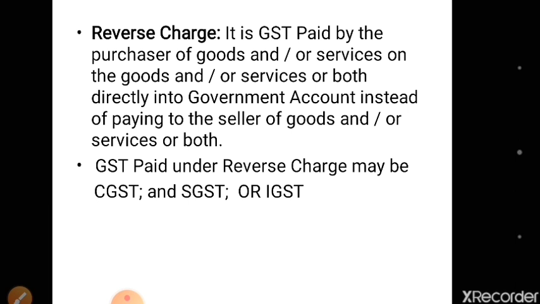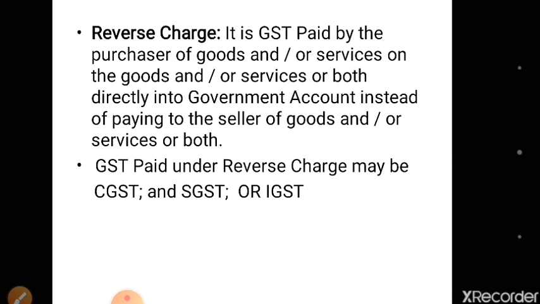Reverse charge. It is GST paid by the purchaser of goods and/or services directly into the government account instead of paying to the seller of goods or services. Suppose we are hiring a lawyer, we have to pay this GST directly to the government.